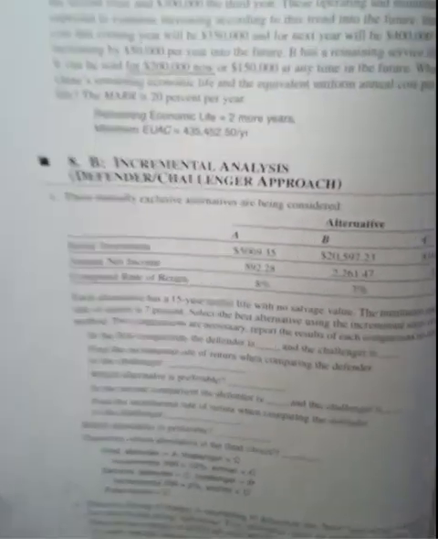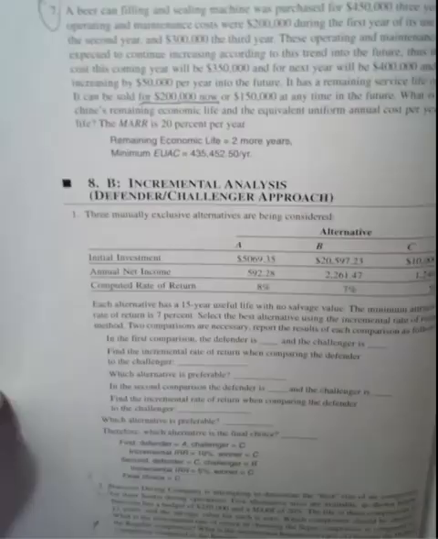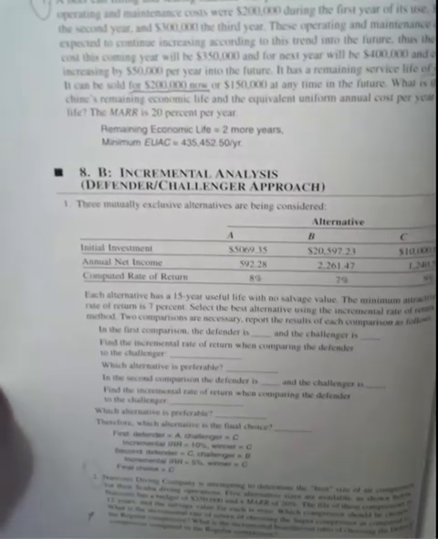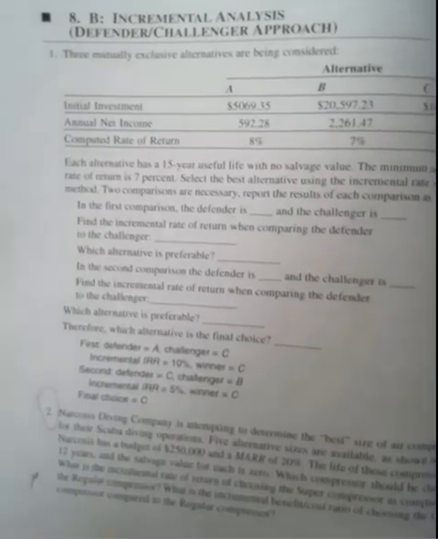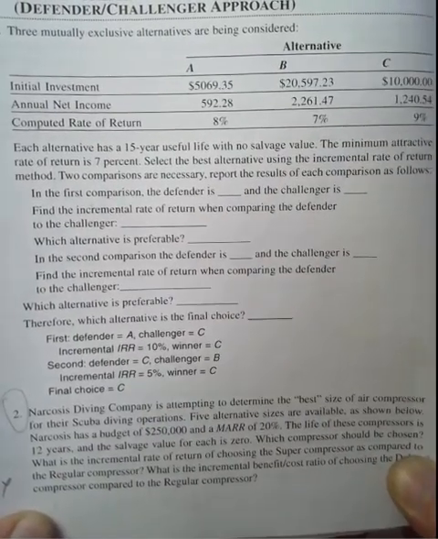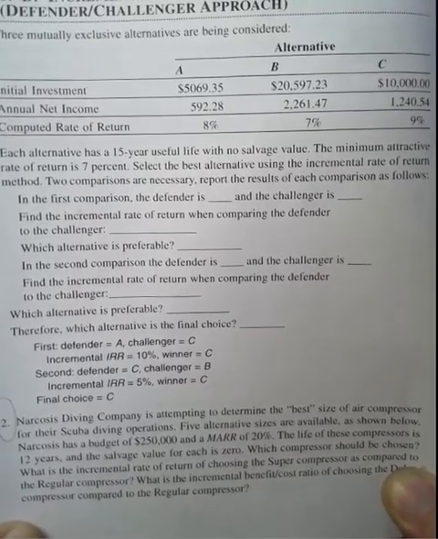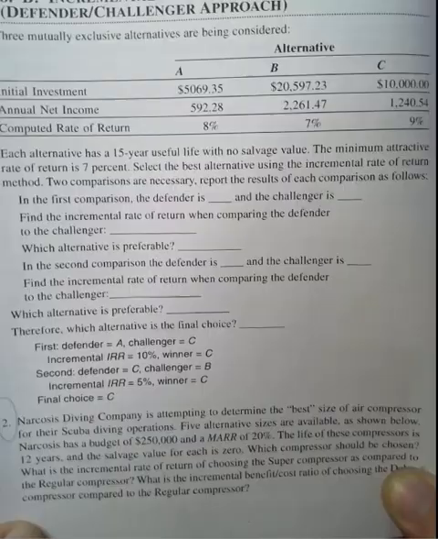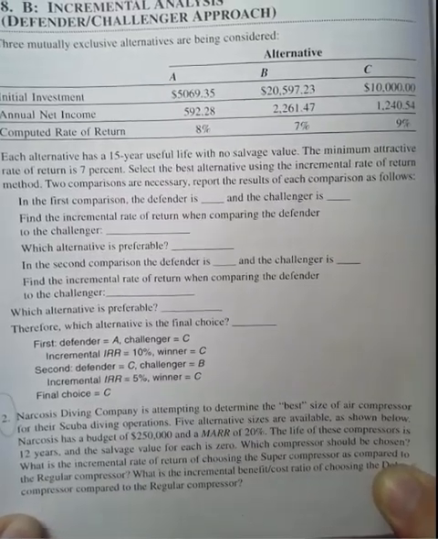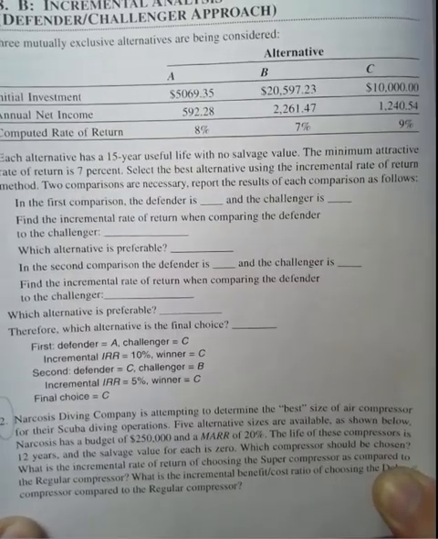Now let's look at the incremental analysis topic, and let's pick an exercise from the textbook to illustrate the concept. So we're looking at page 138, exercise 8b2. Narcosis Diving Company is attempting to determine the best size of air compressor for their scuba diving operations. Five alternative sizes are available, as shown below.